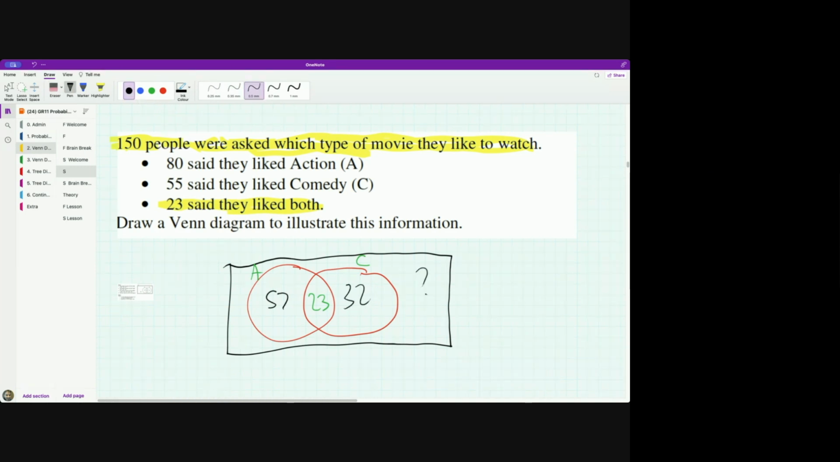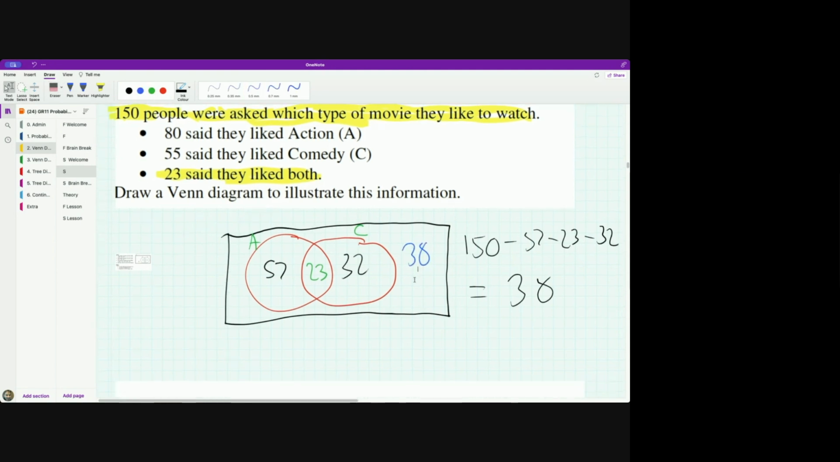Now, the question is, how many people don't like action or comedy or both of them? Who knows what that answer is? So it's 150 minus 57 minus 23 minus 32, which is 80, 112, 38. Yes, it's 38.